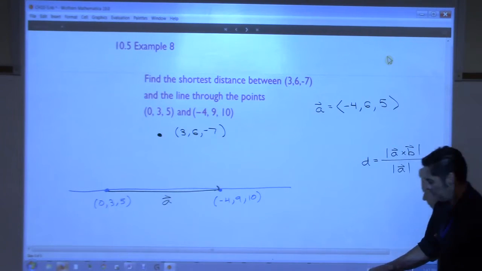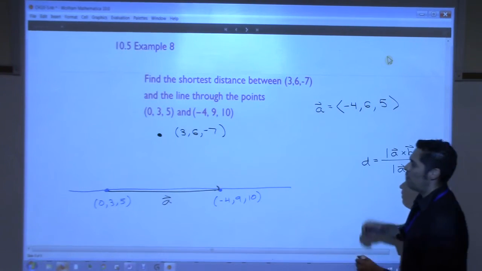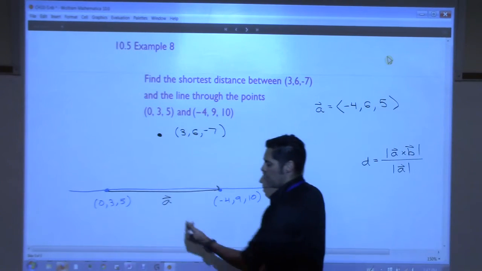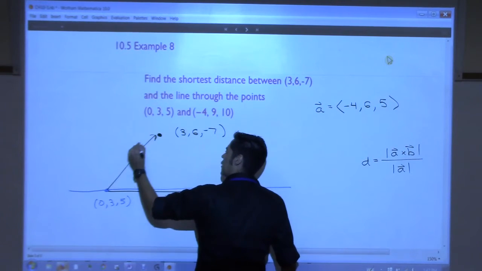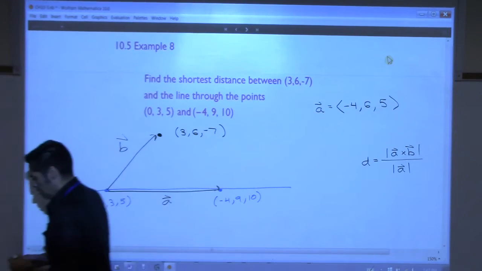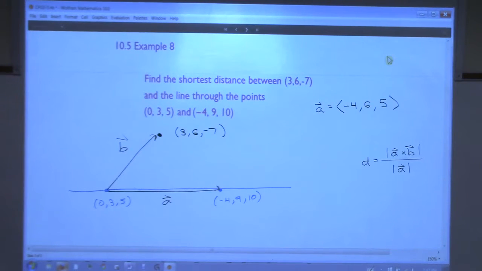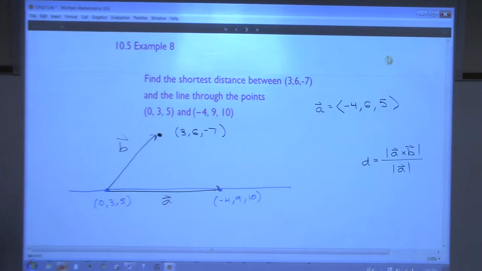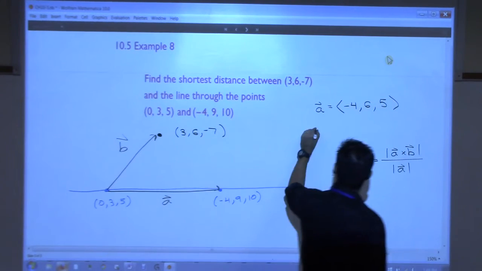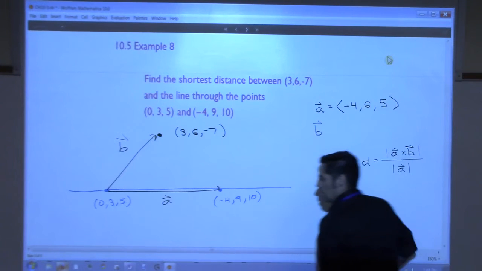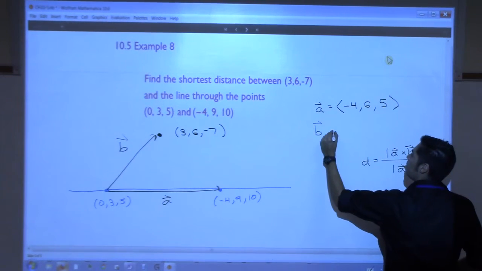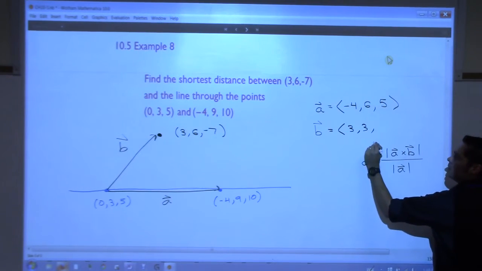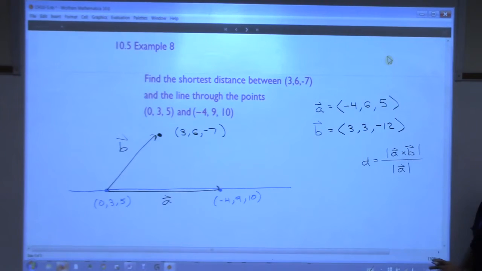Got one of the two pieces. Now what do I need? A vector that goes from any point on the line to the point in question. So why don't we use this one? And that's going to be B, isn't it? What is B for this problem? Oh, just leave it. Don't worry about it. What is it? 3, 3, negative 12. Any questions on that?